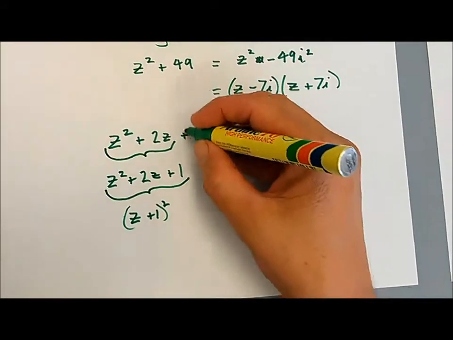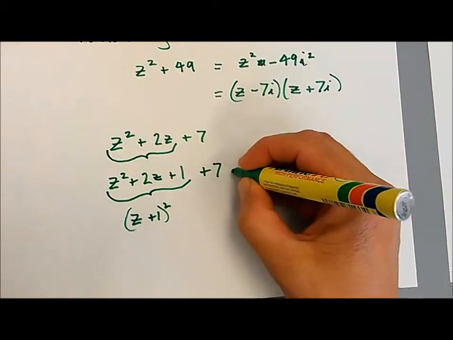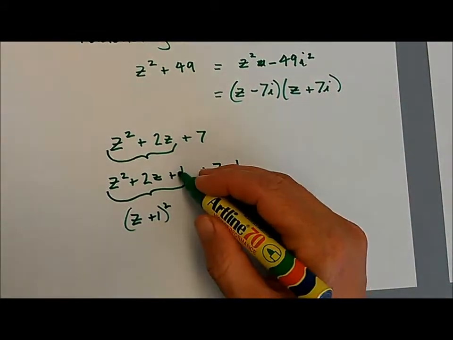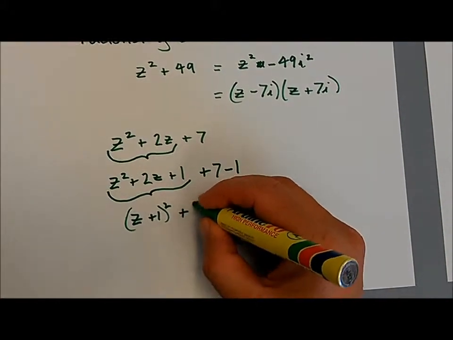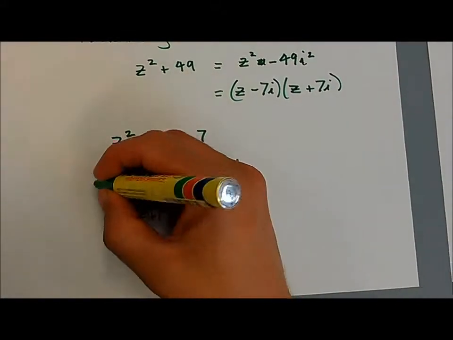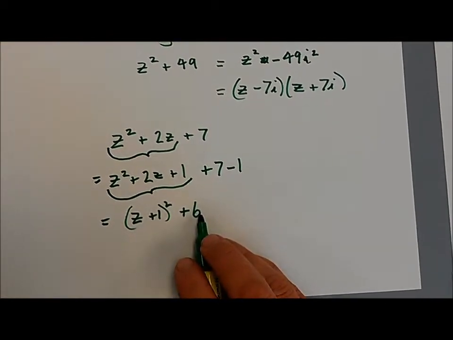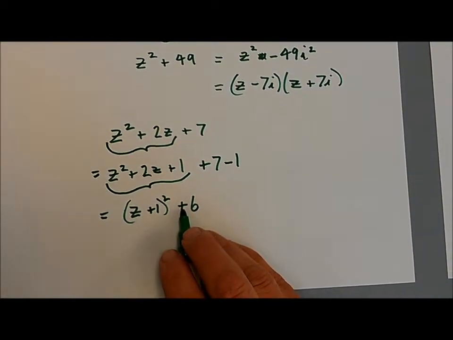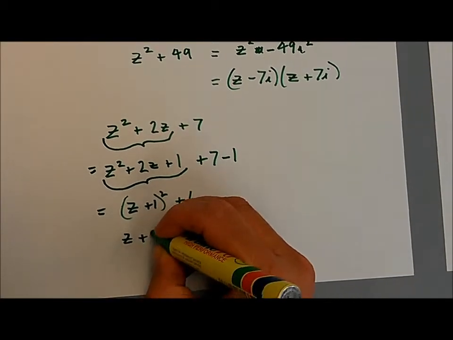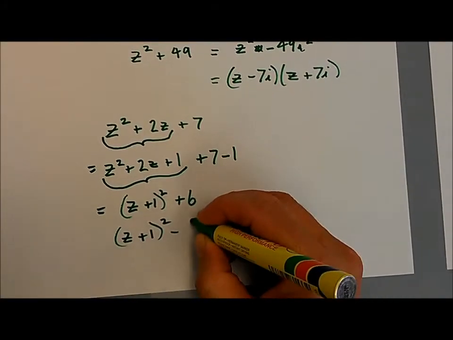Now I had z squared, and a plus 7 on the side here. I've just added 1, so I'll subtract 1 to counteract the one I added. So I'll get plus 6. Now again, this is almost a difference of squares. To make it so, I need to turn that into a negative. So I want z plus 1 all squared minus 6.